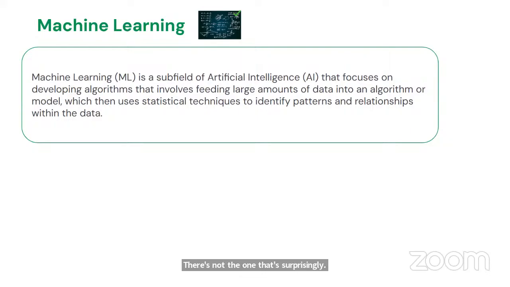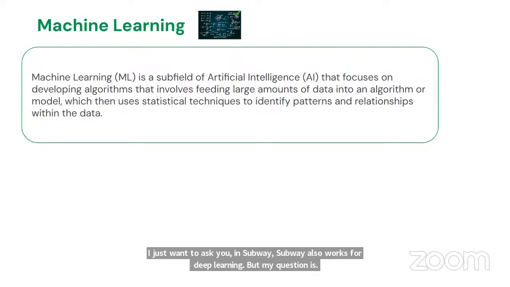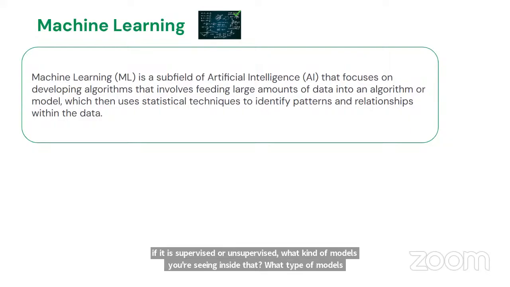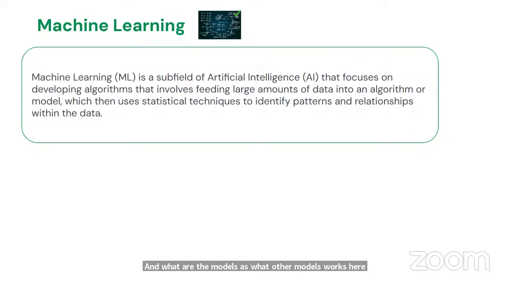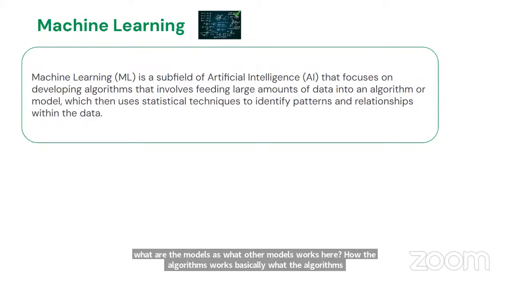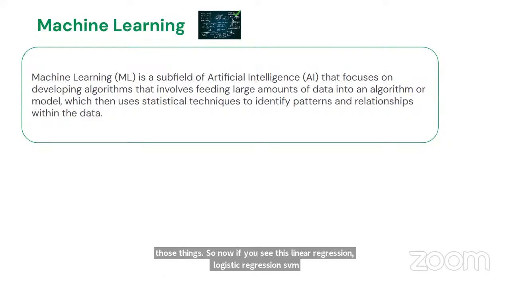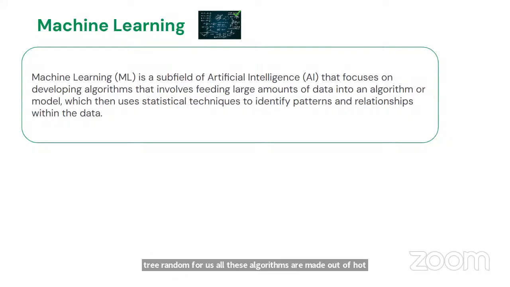But I just want to ask you, supervised and unsupervised also work for deep learning. My question is, if it is supervised or unsupervised, what kind of models do you see inside that? How do the models work here? How do the algorithms work basically? Yes, linear regression, logistic regression, and all those things. So now if you see linear regression, logistic regression, SVM, decision tree, random forest, all these algorithms are based on what?